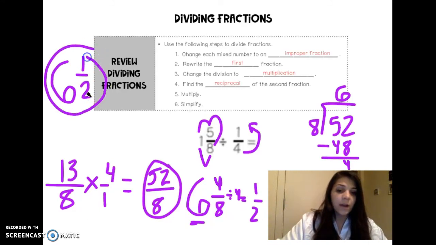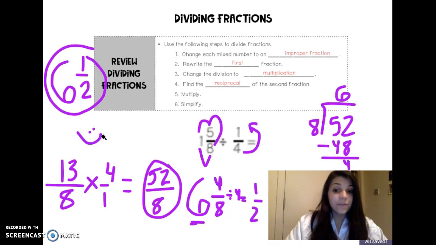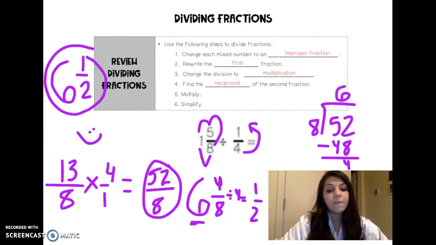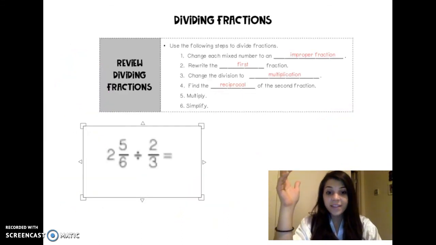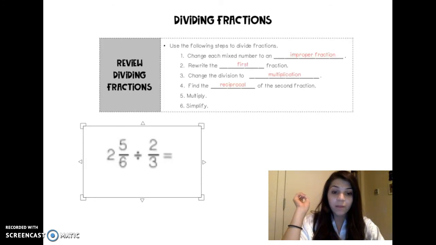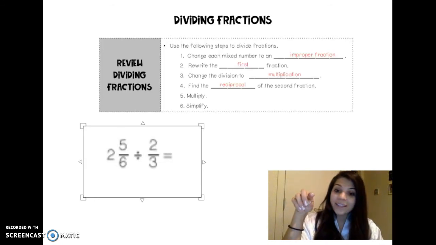And so if you got that, or if you can follow that, awesome. I'm going to leave you to try this last one by yourself. Go ahead and hit pause on the video as soon as I post the next problem. Just like magic, here it is. So 2 5/6 divided by 2/3. Go ahead and hit pause and then hit play when you're ready to go over that answer.